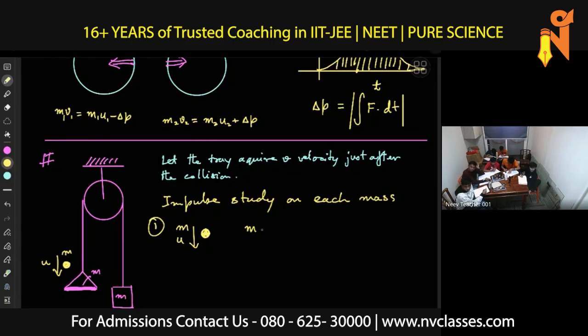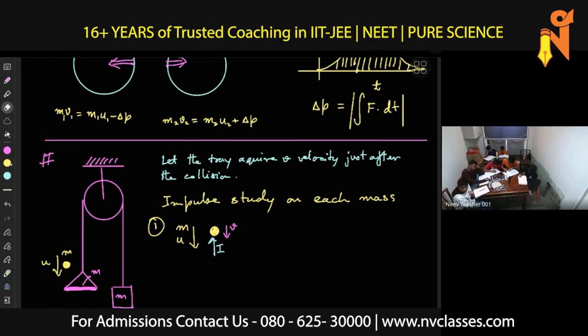Anybody else? See carefully. So this is the mass, and it got an impulse this way, right, guys? And the velocity must have reduced and become V velocity, right? So what is your MV? MU minus I.